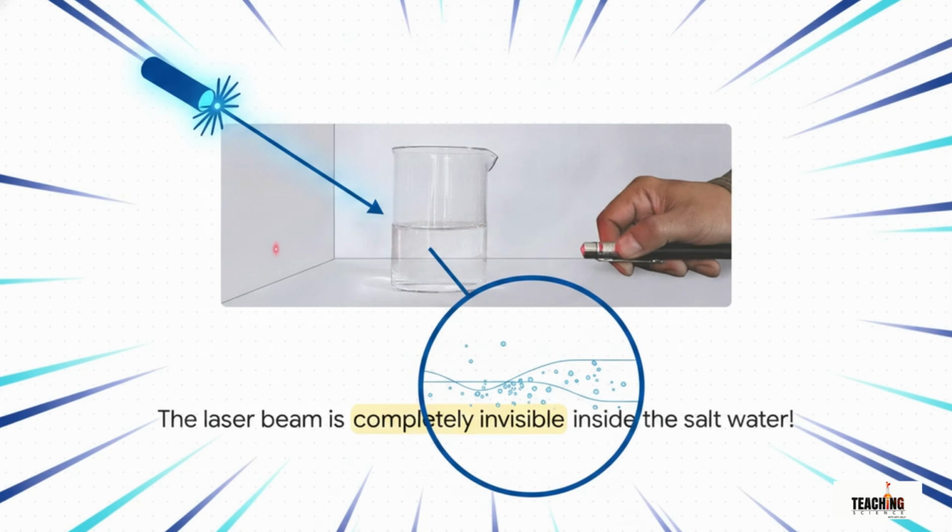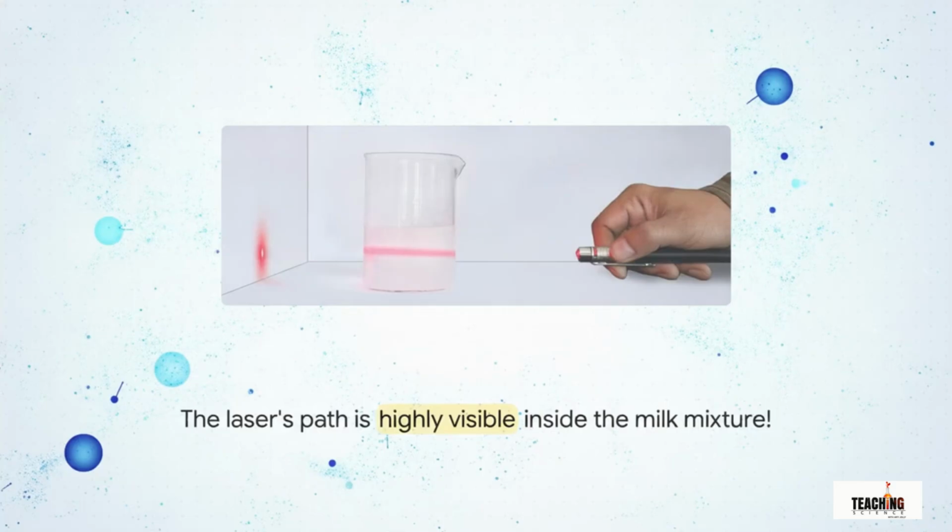Look at Group A's beaker. As the laser passes through that salt water, the beam's path inside the liquid is completely invisible. Like, it's just not there. This happens because those dissolved salt particles are simply way too small to scatter the light. But now, observe Group C's milk and water mixture. The path of that pink laser light suddenly becomes highly visible inside the liquid. That means the particles in the milk mixture are actually large enough to scatter the beam of light as it passes through. This is a really beautiful scientific phenomenon, and it's known as the Tyndall effect.